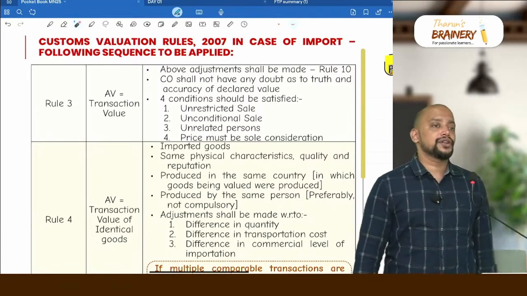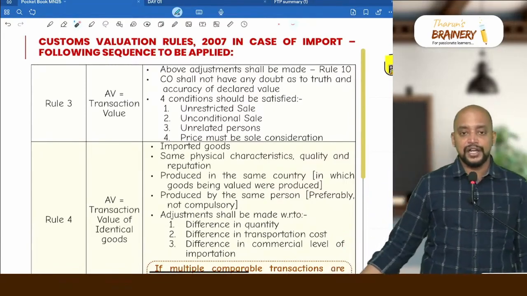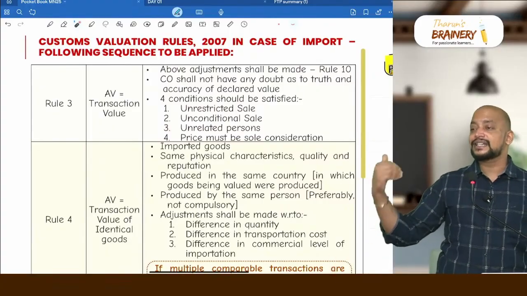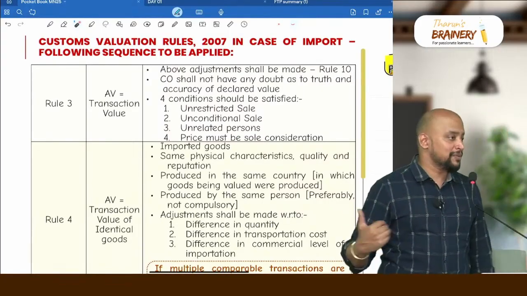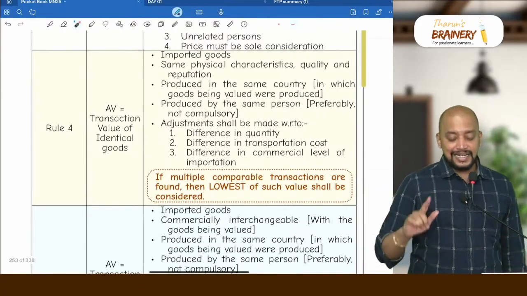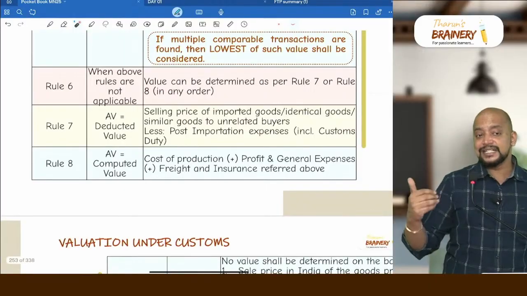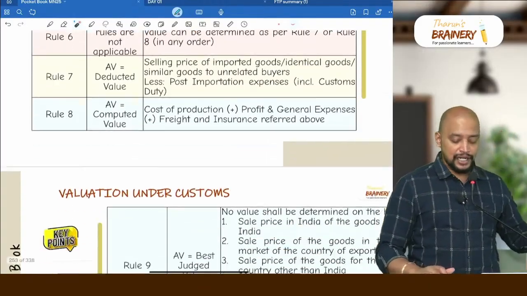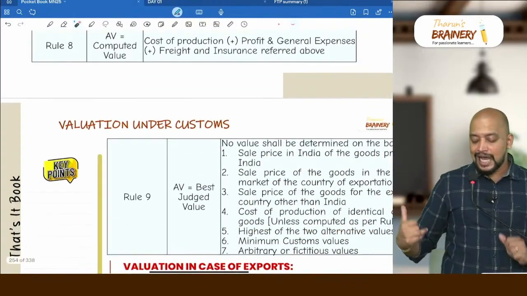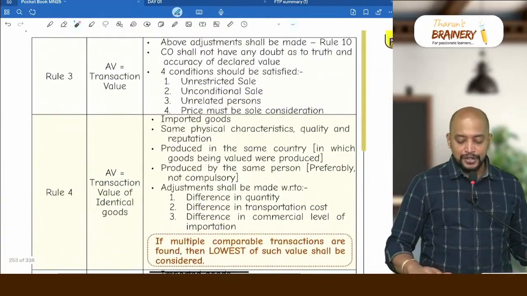What are those valuation rules? Customs Valuation Rules 2007. First one is T, that is transaction value. Next one, TISDCR is what you need to remember. T for transaction value, I for identical goods, S for similar goods. Then next we have DCR: D for deductive value, C for computed value, and last, residual value or best judged value. First we will see identical goods.